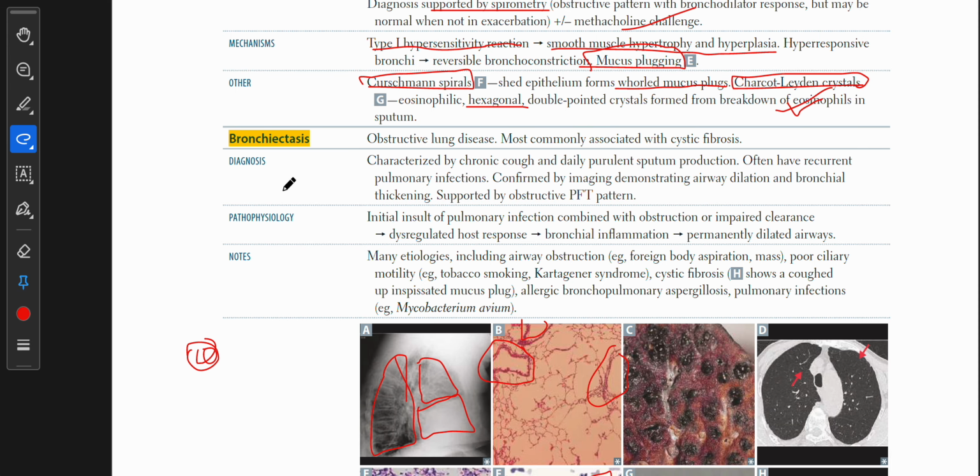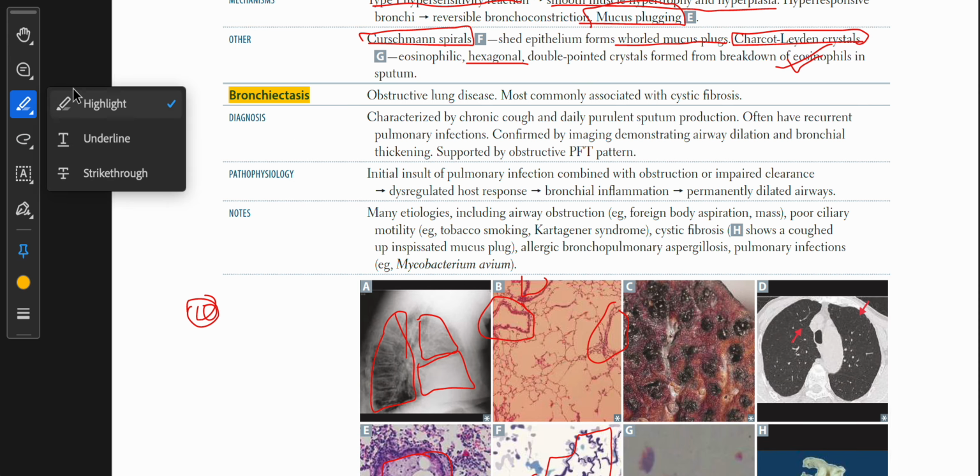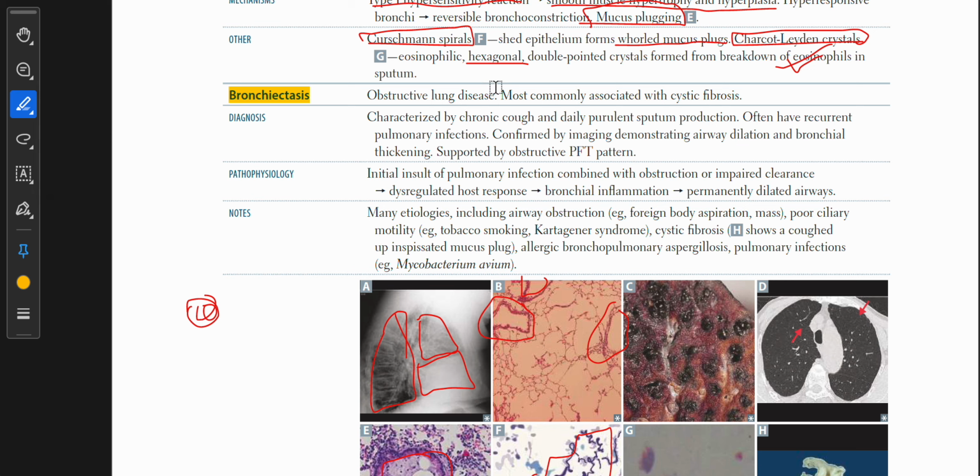So we are now tapping into bronchiectasis. Bronchiectasis is also an obstructive lung disease. It is most commonly associated with cystic fibrosis. Cystic fibrosis is an autoimmune disease where there are antibodies against CFTR, that is the cystic fibrosis transmembrane regulator protein. Bronchiectasis is characterized by chronic cough and daily purulent sputum production, and then it often has recurrent pulmonary infections. It is confirmed by imaging demonstrating airway dilation and bronchial thickening, and it is supported by an obstructive pulmonary function test pattern.